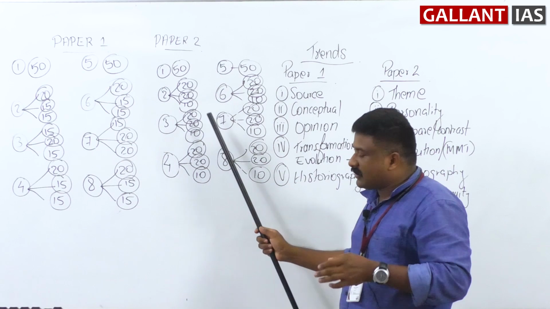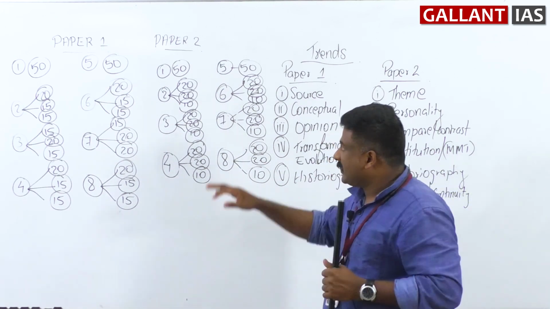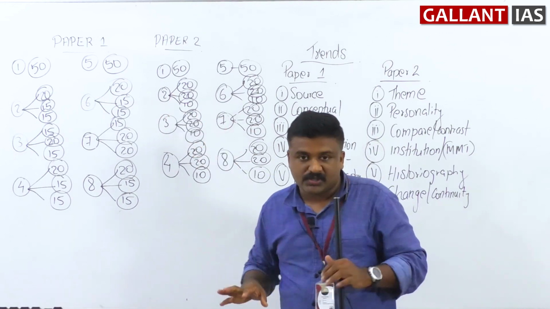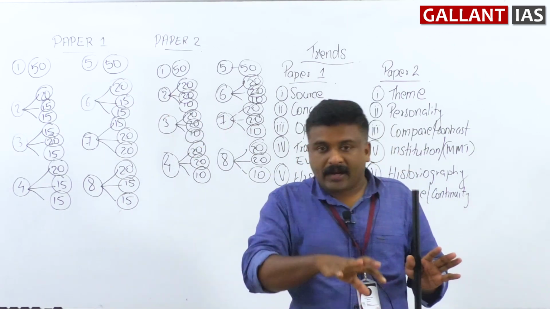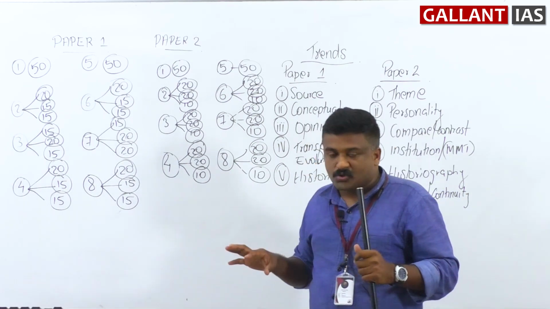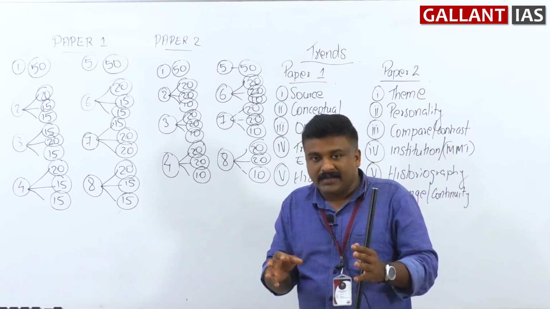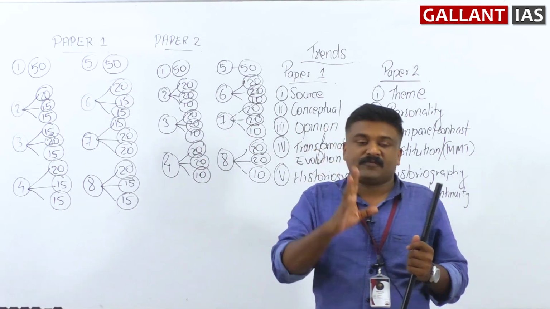So here also total 5 questions you have to attempt. There also total 5 questions you have to attempt. In every paper, first and fifth questions are compulsory. Out of the remaining 6 questions, any 3 you attempt. In totality, in every paper you have to attempt 5 questions.